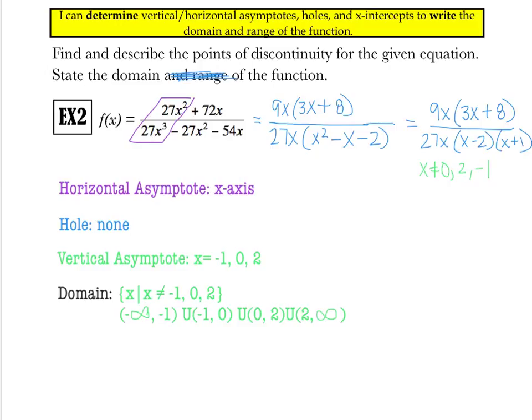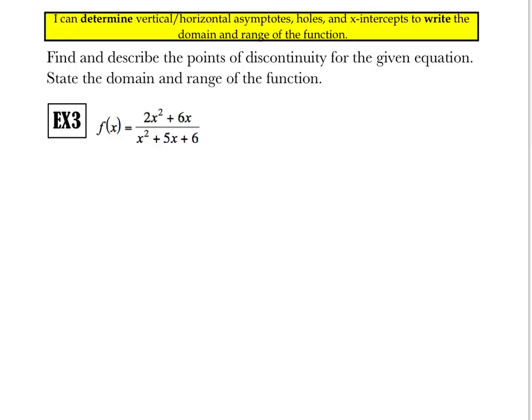And the domain, I can either write it in set notation or in interval notation. So make sure you write down any questions or points of confusion that you have, and we'll talk about it tomorrow. Alright, so same thing here. I'd like you to pause the video and see how you can do with finding those holes, asymptotes, and then the domain, just the domain of the function.